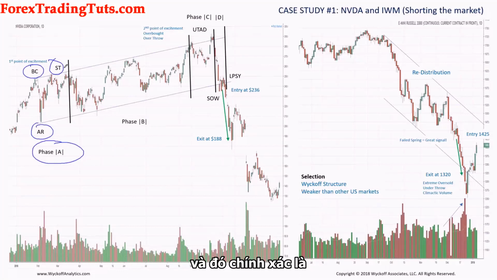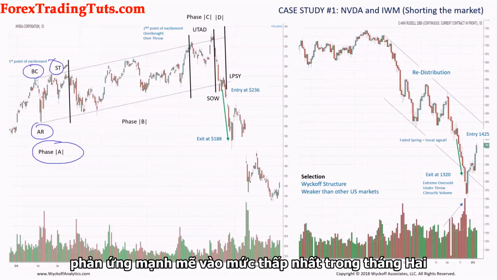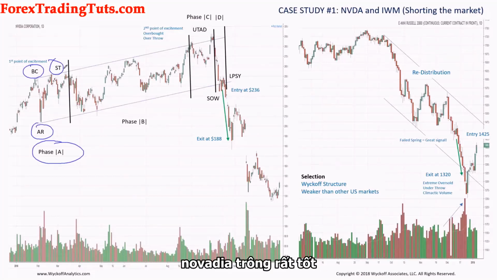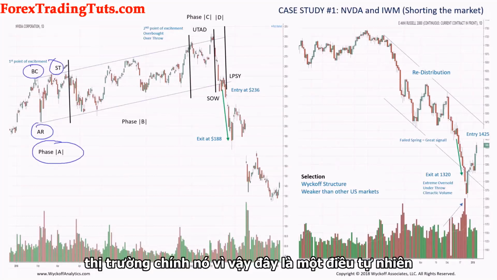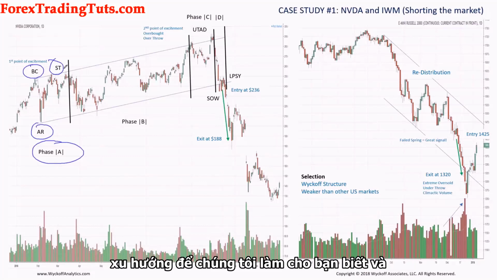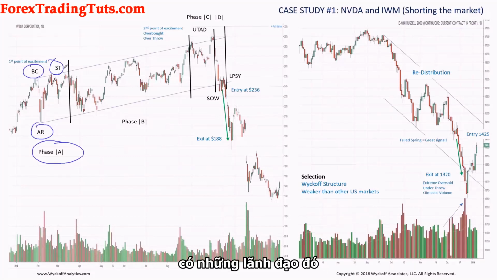And that's exactly the point of view that I had when the market made a high at the end of January and had a very sharp reaction into the February low. Nova Deer looked very good. It looked much, much better than the market itself. So this is a natural tendency for us to get into the stock and to select the stock that has those leadership characteristics during the times of market volatility.